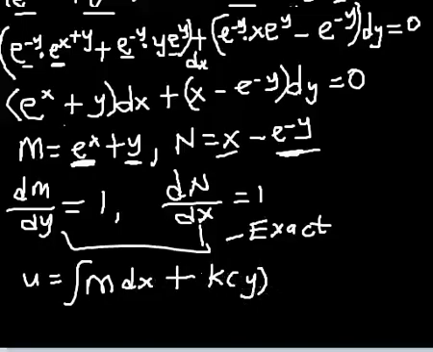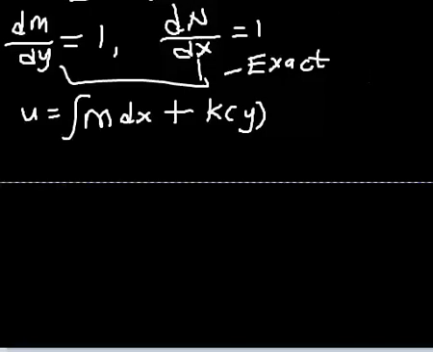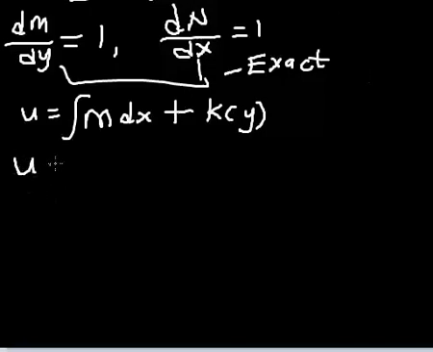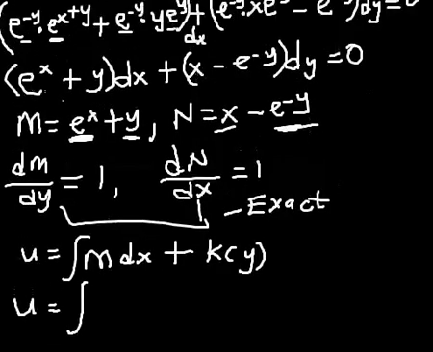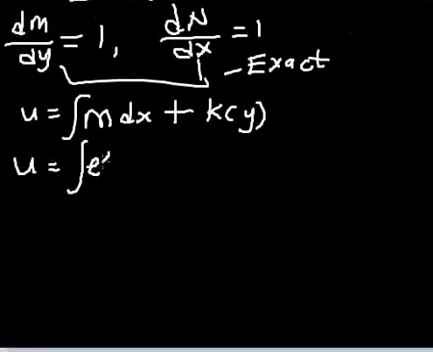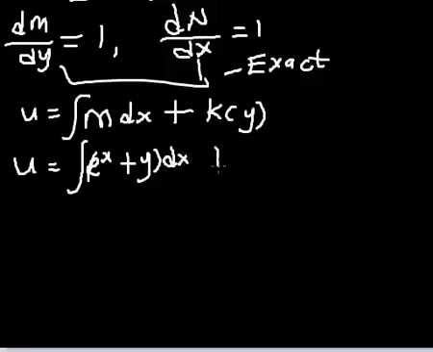So let's proceed. You know that my M from my new equation is exponent x plus y. So that's going to be exponent x then plus y. Remember, I'm integrating with respect to x, then plus the constant I still need to find. So I'm integrating this with respect to x. If I integrate exponent x with respect to x, I will still have exponent x.